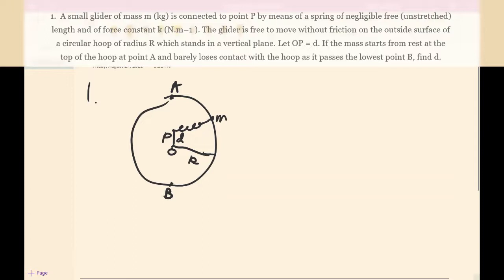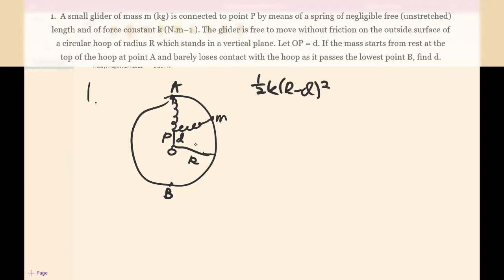Okay, so the first thing we do is just apply conservation of energy. At the beginning, when the spring is here, the energy is 1/2 K times (R minus D) squared. This is the energy from the spring, plus mgR. This is the gravitational potential energy, if we take the center as the ground.